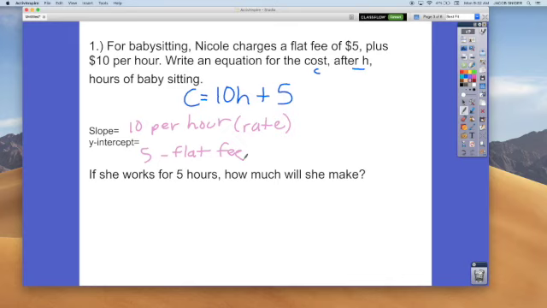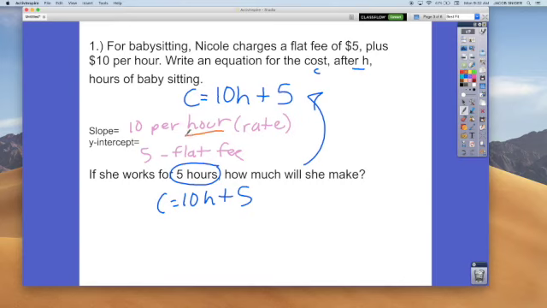Okay. Now in each one of these, all right, we're going to have a question that we have to answer about it. Okay? So here's the question. If she works for 5 hours, how much will she make? So now I'm going to take my equation and plug it in. Okay? So now I have to figure out, hey, where does this go? So my equation's up here, right? So I know I got cost equals $10 per hour plus 5. Where am I going to plug this 5 hours into my equation?